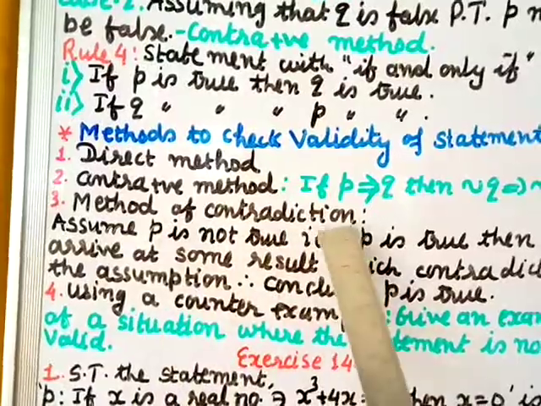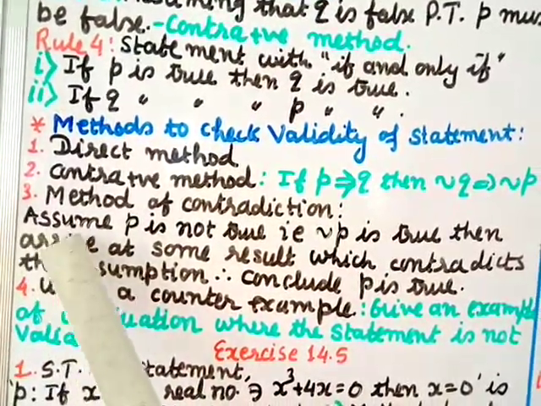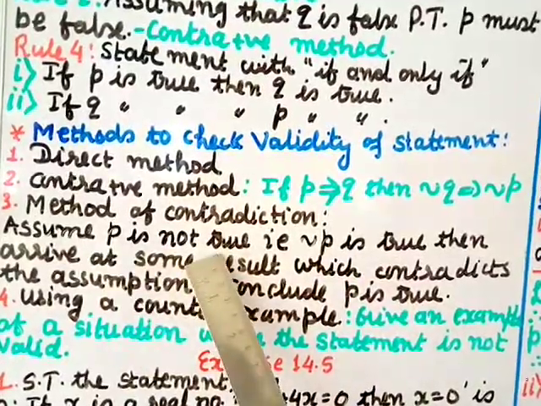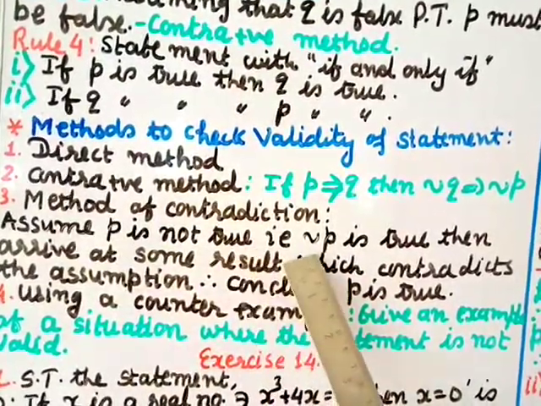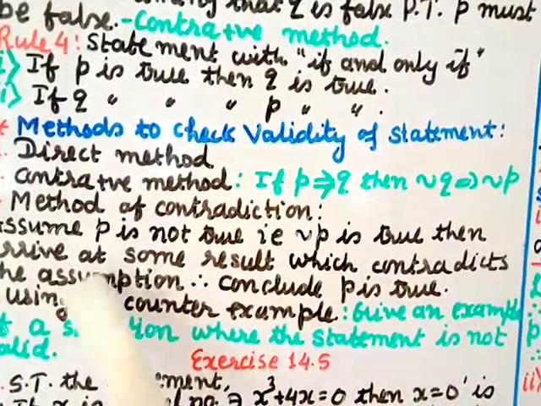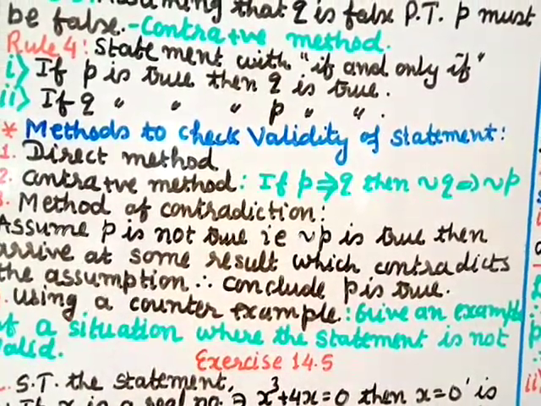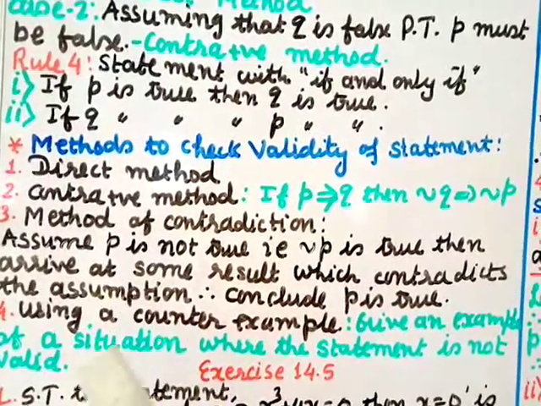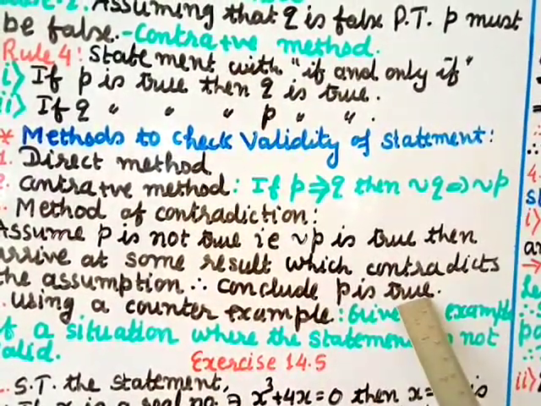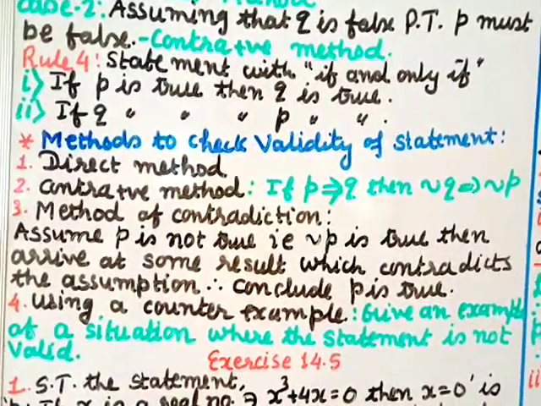Number 3, method of contradiction. In this, we assume P is not true. That means not P is true. P is not true means the negation of this should be true, that is not P is true. Then we arrive at some result which contradicts the assumption. We have to arrive at a result which will contradict the assumption that P is not true. Therefore, we conclude that P is true. So this is the method of contradiction.